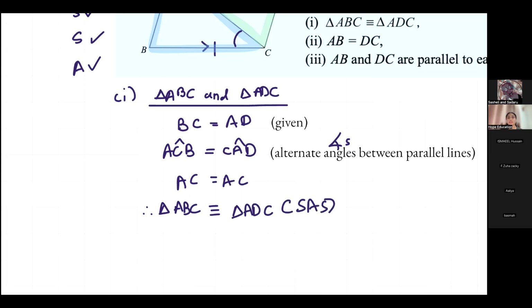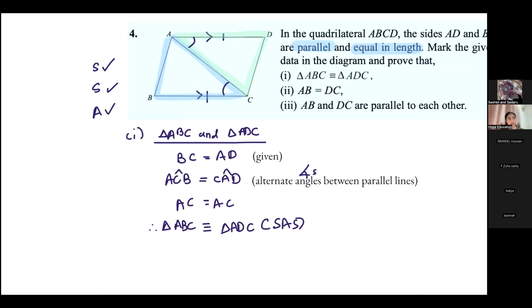Let me quickly do the recorrections of this part. Give me a second, I'm getting a call from a student. Do the recorrections here.